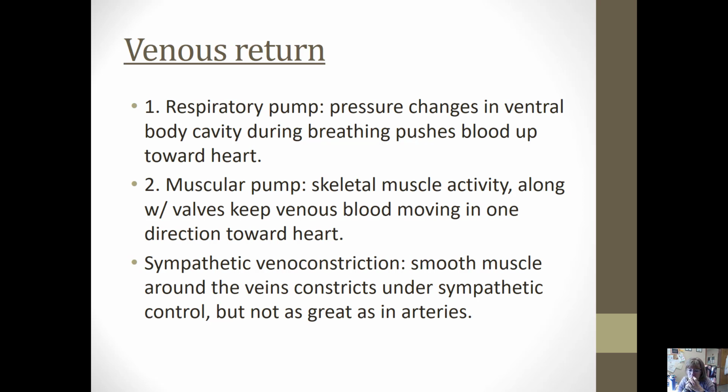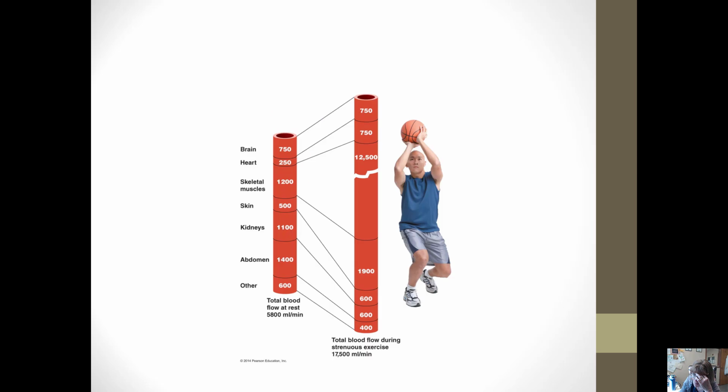And so as our skeletal muscles contract, blood is pushed back toward the heart. And like we talked about valves in veins, those are present to prevent any backflow as this blood is being milked towards the heart. We also have sympathetic vasoconstriction. So the smooth muscle around the veins will constrict under sympathetic control, but because we have so little smooth muscle in a vein, the effect is not as great as we see in the arteries.